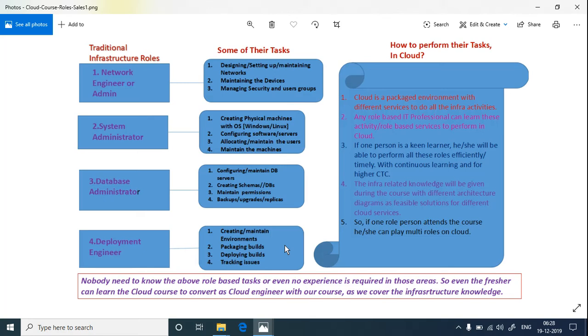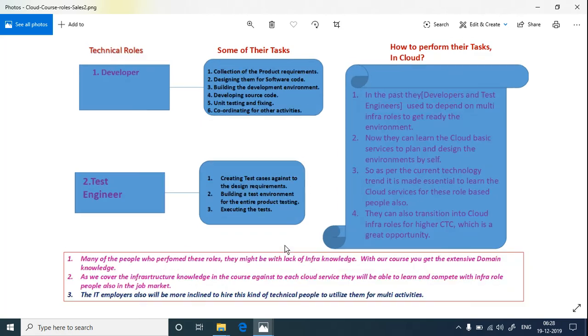Now let us go to the next one. Next, technical roles like the developer. What is he supposed to do in the traditional system, or even now, as they are doing these activities when migrated to DevOps and cloud also? Collection of the product requirements, designing them for software code, building the development environment, developing source code, unit testing and fixing, and coordinating other activities. These are the common activities for any typical developer in large organizations. If it is a small organization, many developers are very flexible and do these themselves as per the process and standards.